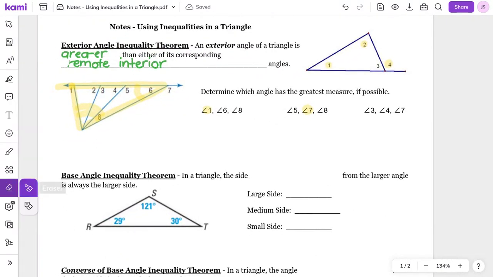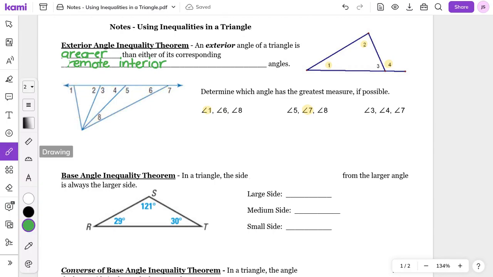And then again, if you looked at angle 3, 4, and 7, those would not work. It would not be possible.